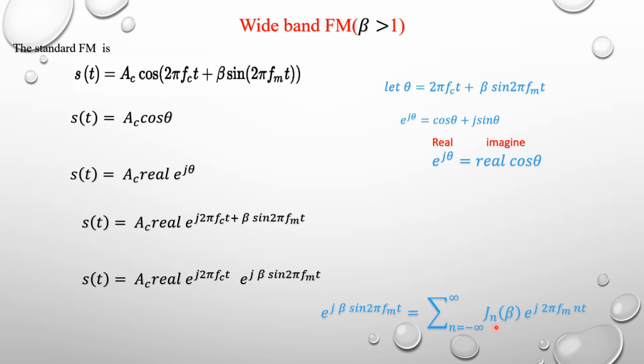So Jn of beta is the Bessel function, and this is the exponential term. You have to remember this equation: e to the power j beta sin 2 pi fm t is equal to the summation from n equals minus infinity to infinity of Jn of beta into e to the power j 2 pi fm n t. So this is the Bessel's equation. Just replace e to the power j beta sin 2 pi fm t with the equivalent value.